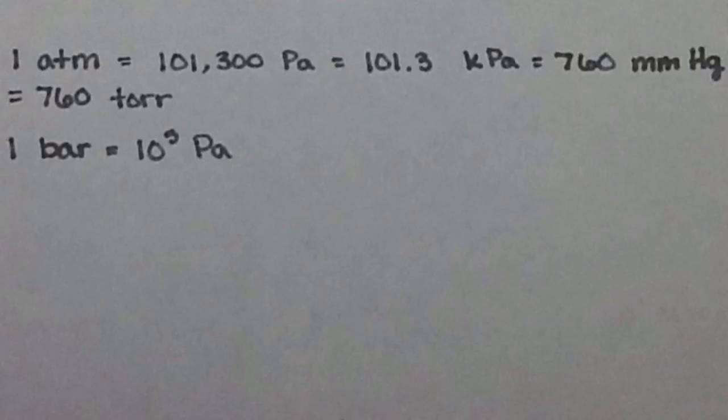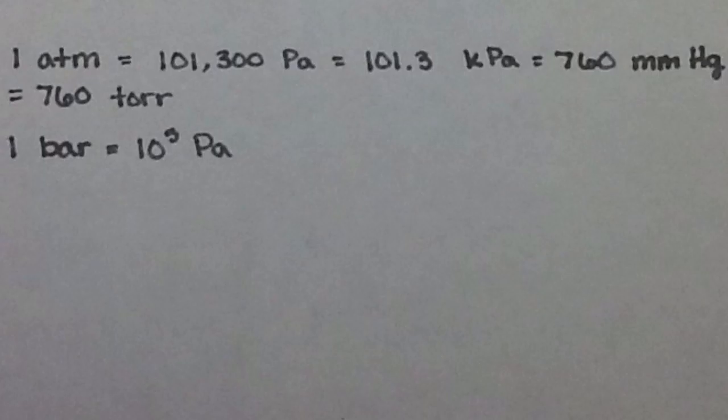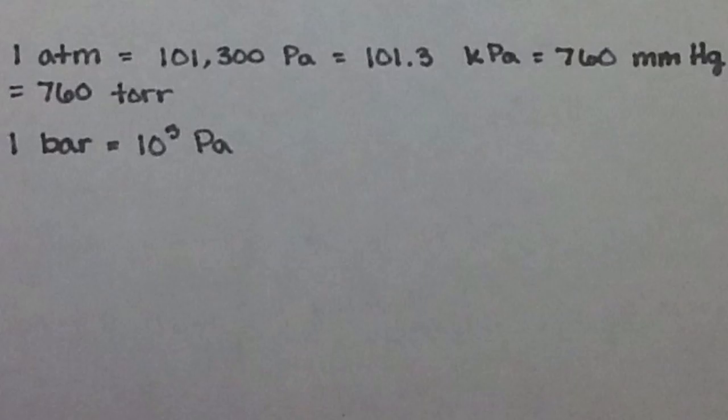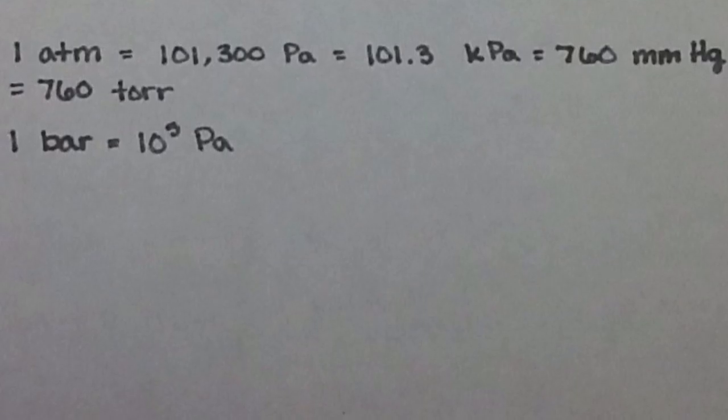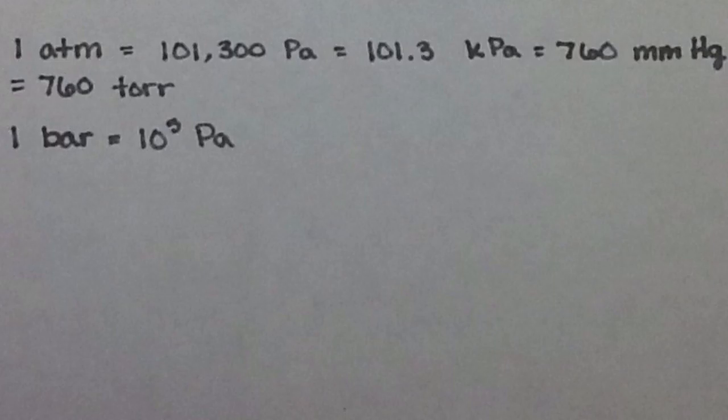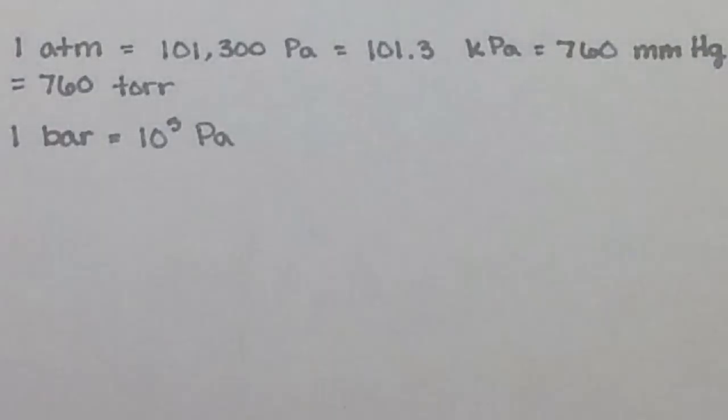1 atmosphere is equal to 101,300 Pascal, which is equal to 101.3 kilopascals. That is also equal to 760 millimeters of mercury, which is also equal to 760 torr. So 1 bar is also equal to 10 to the 5th pascals.